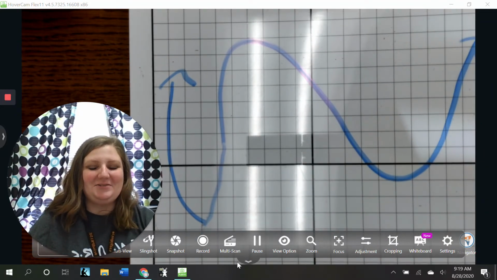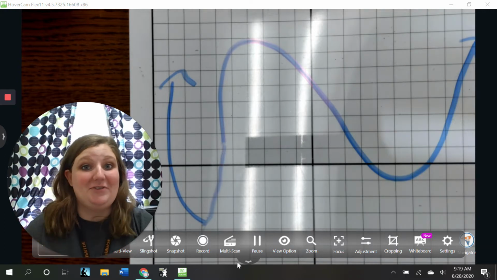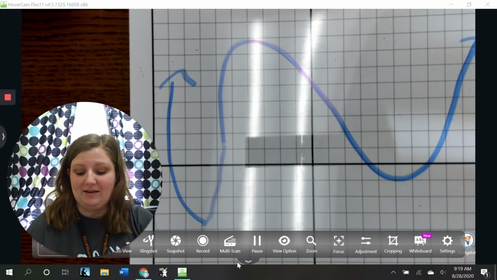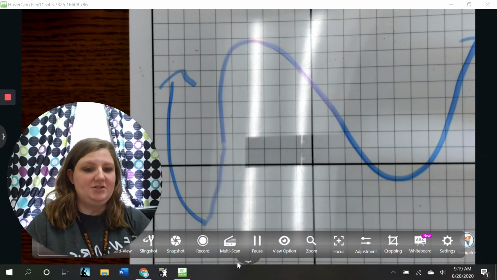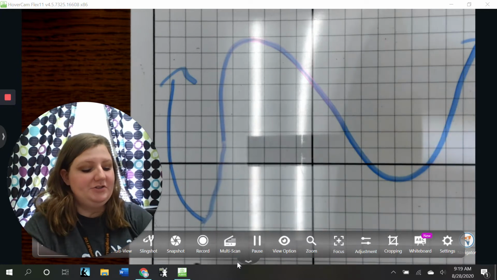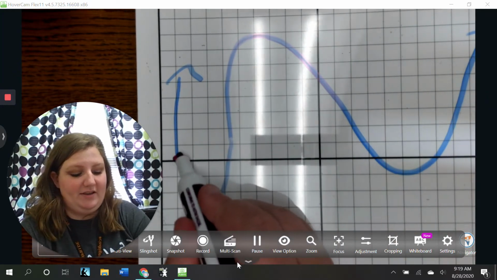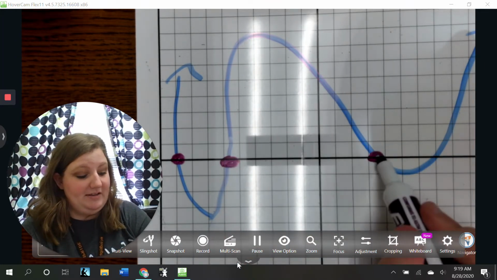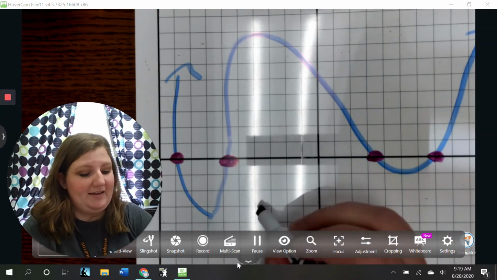All right, so first we're looking for the x-intercepts. I always start with x-intercepts just because it comes before y in the alphabet. So for our x-intercepts, we're looking for anywhere our graph touches or crosses. As I look at my x-axis, if I go across the axis, I see a point here, a point here, a point here, and a point here.